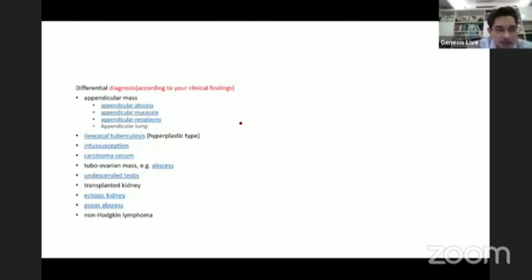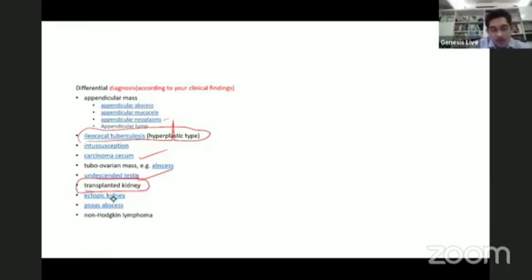These are the things. It can be an appendicular mass, which may be an abscess, which may be an appendicular lump, which may be a neoplasm. Ileocecal tuberculosis, which is the hyperplastic type. Remember this, there are two types, the ulcerative type and the hyperplastic type. The hyperplastic type usually forms lumps, and the ulcerative type may complicate itself by a perforation, intussusception, carcinoma cecum, undescended testis, transplanted kidney. Now, transplanted kidney I have not discussed.